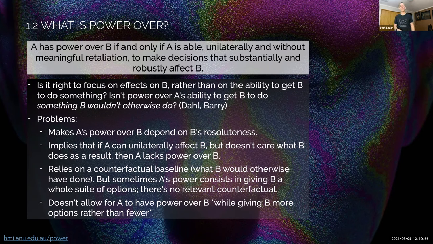It implies that if A can affect B unilaterally, but doesn't care what B does as a result, then A lacks power over B. That seems wrong to me. I imagine an all-powerful God who can just destroy the world at any moment, who created the world, but suppose just doesn't care what we do. A sort of all-powerful but indifferent God. I think that's a completely intelligible concept, but you wouldn't be able to say that God had power over us on this view, even though they could end everything.